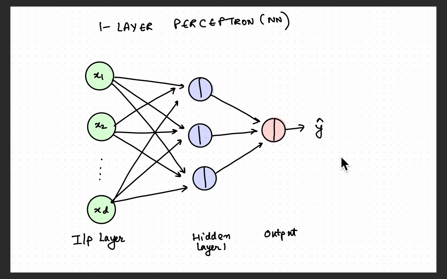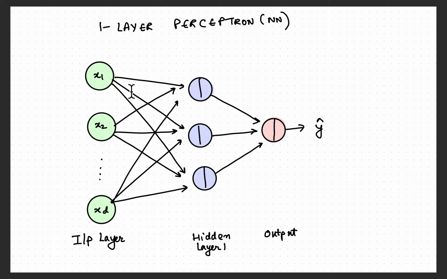This could be a real number that you're trying to predict, or it could be a classification problem where this could be, let's say, the probability of the output being in a specific particular class. And then we have something known as a hidden layer. What is not input and what is not output is known as a hidden layer.